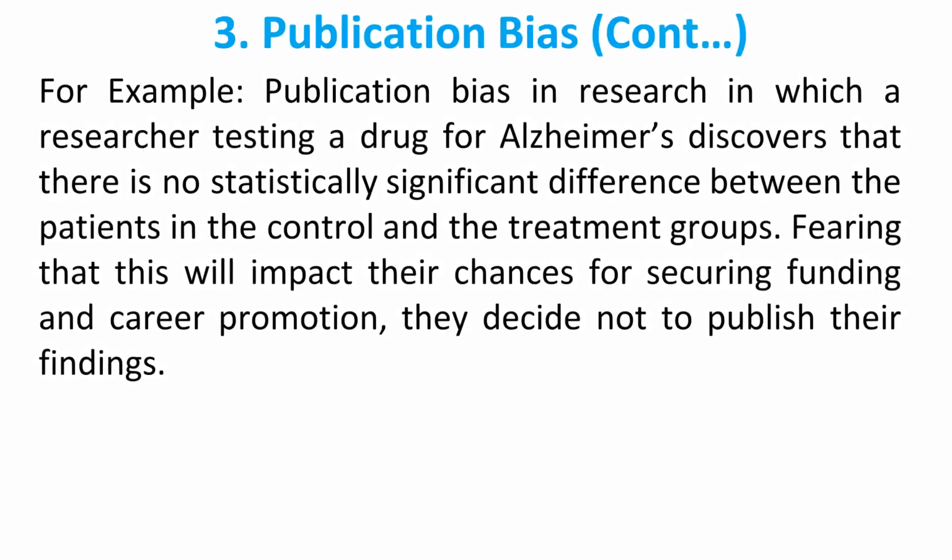For example, publication bias in research in which a researcher testing a drug for Alzheimer's discovers that there is no statistically significant difference between the patients in the control and the treatment groups. Fearing that this will impact their chances for securing funding and career promotion, they decide not to publish their findings.